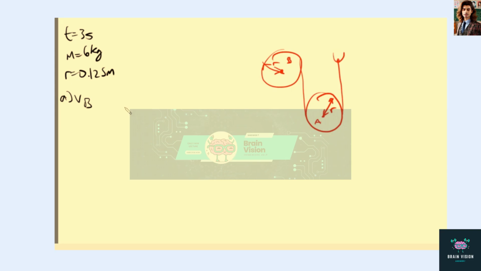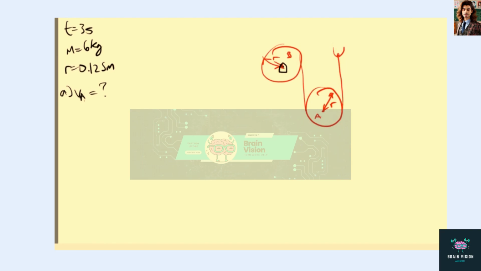Okay, so there's a mistake in the problem because it's asking for the velocity of the center of mass of B, which is clearly 0. It is fixed by definition. So we want to find the VA. That's what the answer book has. So we're going to look for VA.